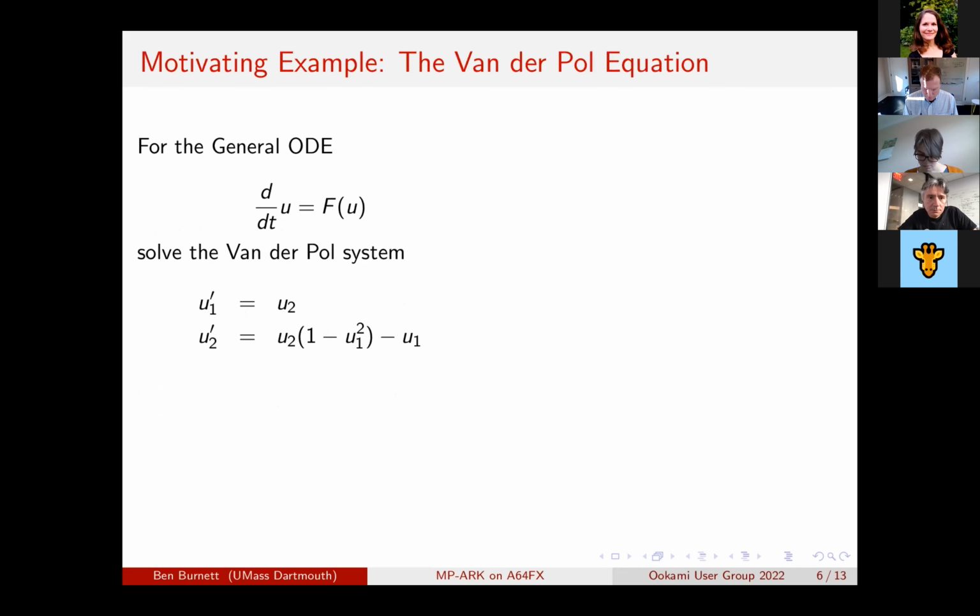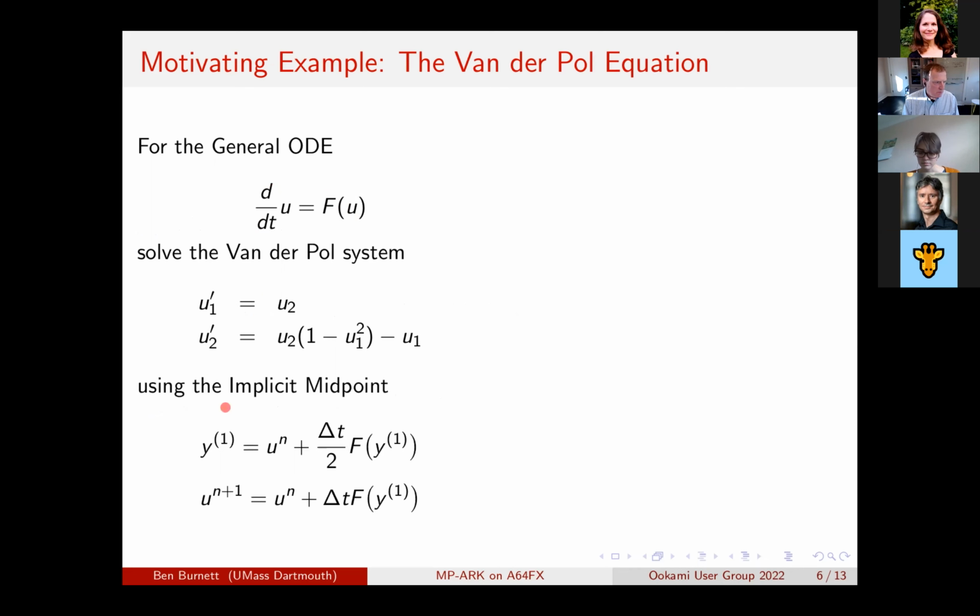Runge-Kutta methods are a numerical method for solving a general ODE, du dt is given by some f of u. For this intermediary problem that I'm presenting here, we're going to be solving the van der Pol system using the implicit midpoint rule shown here. And to solve this implicit midpoint rule, the important computational kernel is this implicit stage.